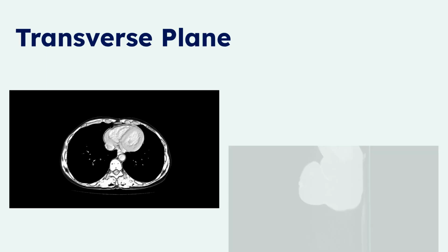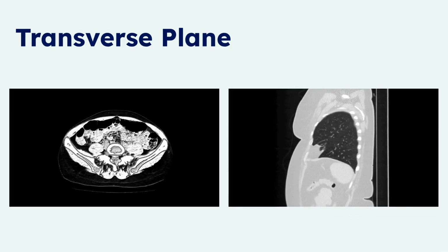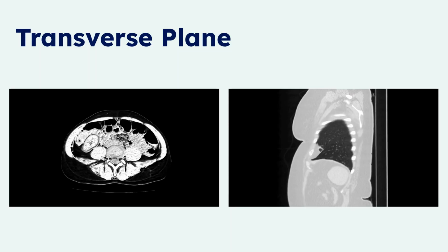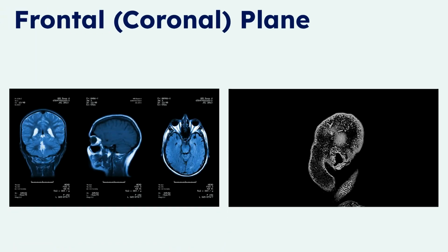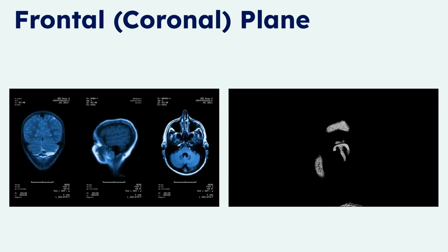A transverse, or horizontal plane, divides the body into superior and inferior parts. This is often referred to as a cross-section in anatomical images. The frontal or coronal plane divides the body vertically into anterior front and posterior back parts.